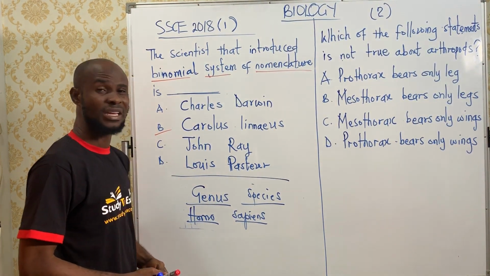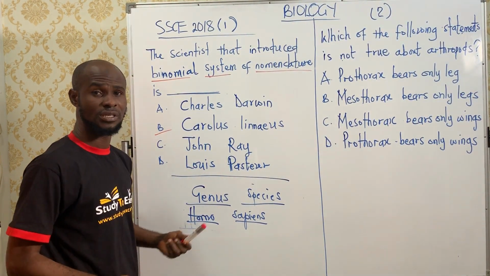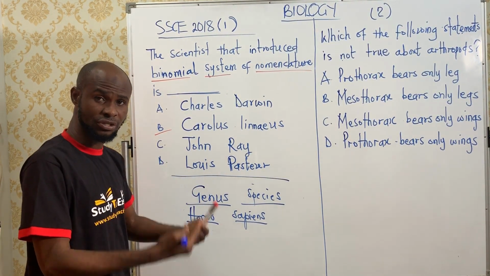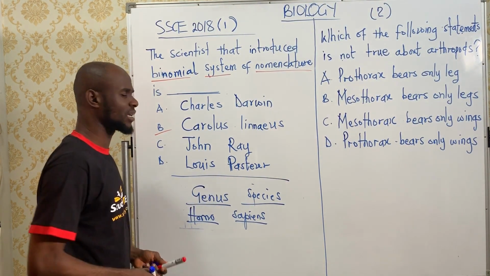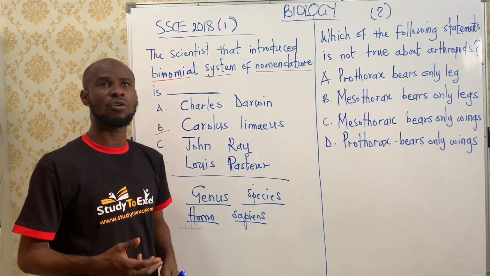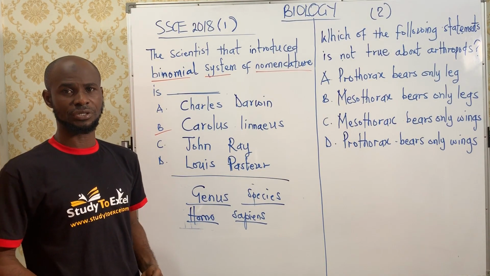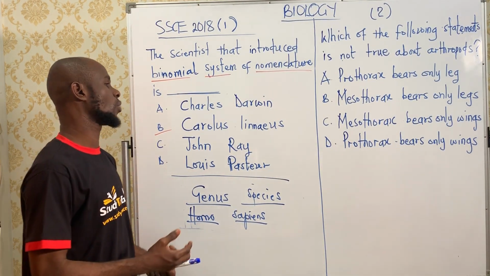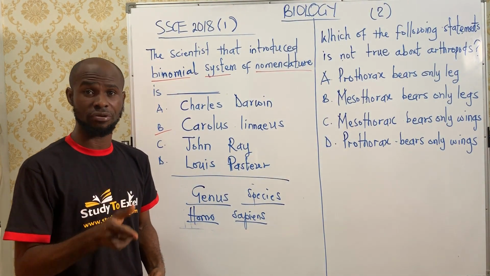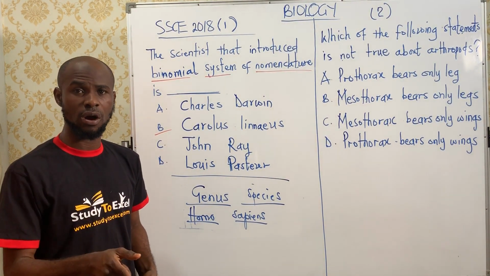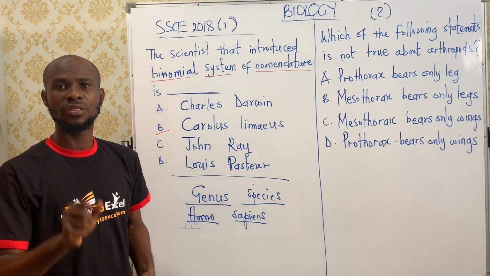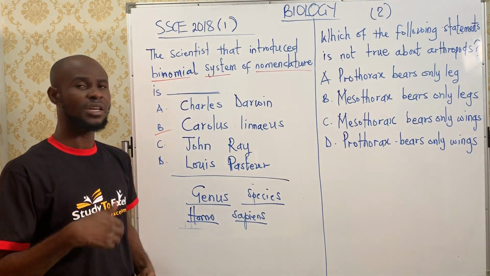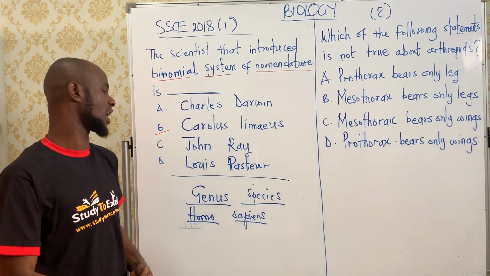John Ray is not an answer at all, he is an English naturalist. Louis Pasteur is the scientist that discovered the process of pasteurization and also vaccination. What is pasteurization? Pasteurization is the process by which you change the temperature of the milk, killing the pathogens, the disease-causing microorganisms inside the milk.